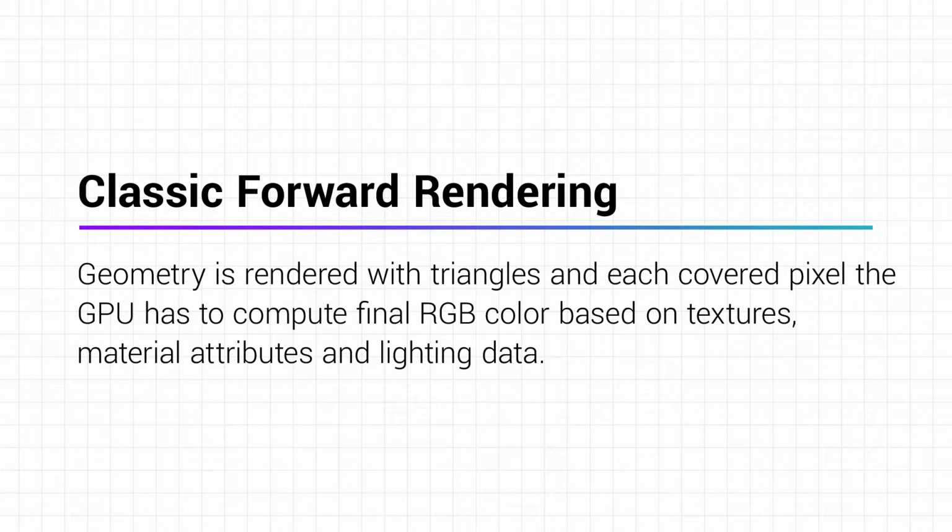Classic forward rendering is how the early 3D graphics cards were meant to be used. Geometry is rendered with triangles. For each covered pixel, the GPU has to compute the final RGB color based on textures, material attributes, and lighting data. The performance per object was dominated by how many lights touched it. So for an outdoor scene, sunlight would be a cost incurred on all objects, but other lights are trickier.